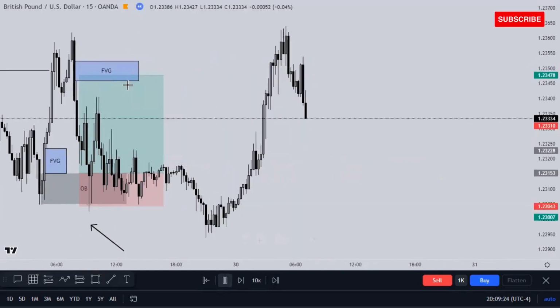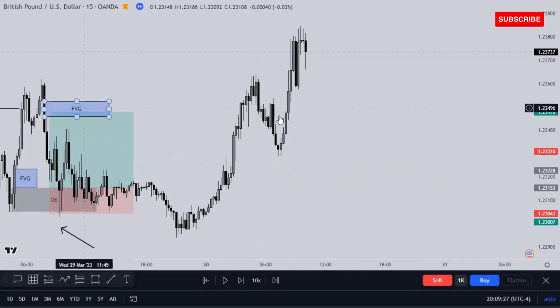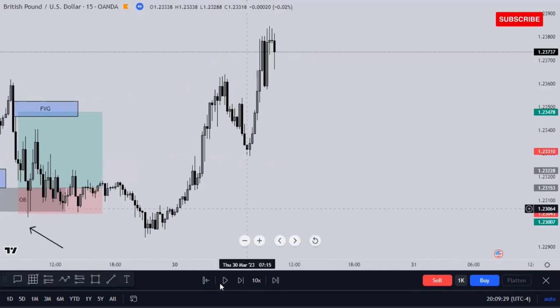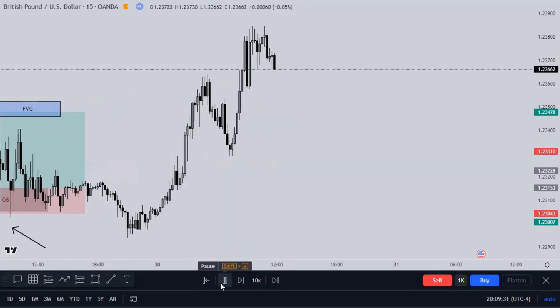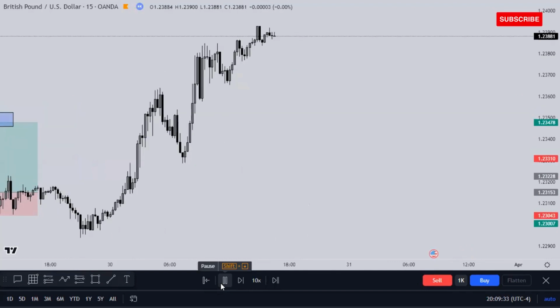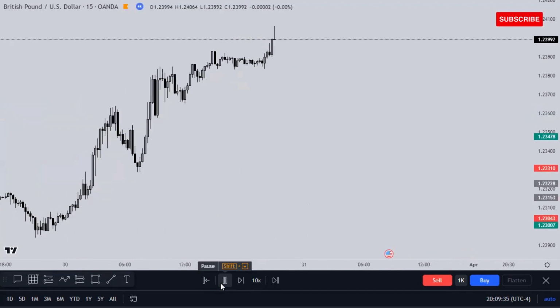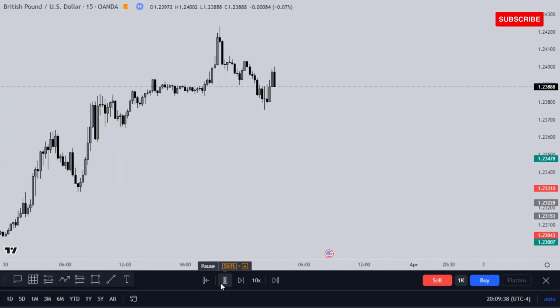So you can see here, this is our fair value gap. The market has rallied up, filled it, and everything. So the market has to fill it one way or the other. So yeah, keep playing price. Then I'll show you what I recently saw, the most recent setup that I saw.